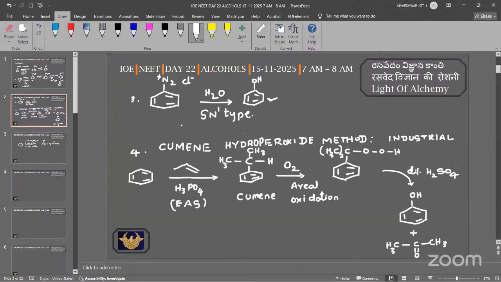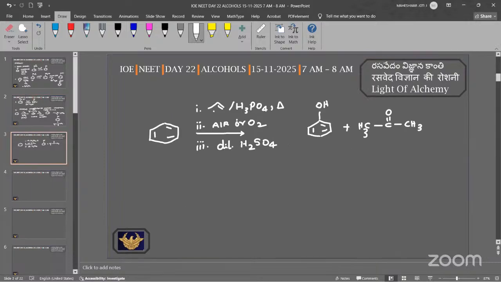So here we have discussed each step as an individual reaction. In the examination, the reactant may be benzene and propene, or cumene or isopropyl benzene, or cumene hydroperoxide. Or the same reaction can be represented in a single step like this.